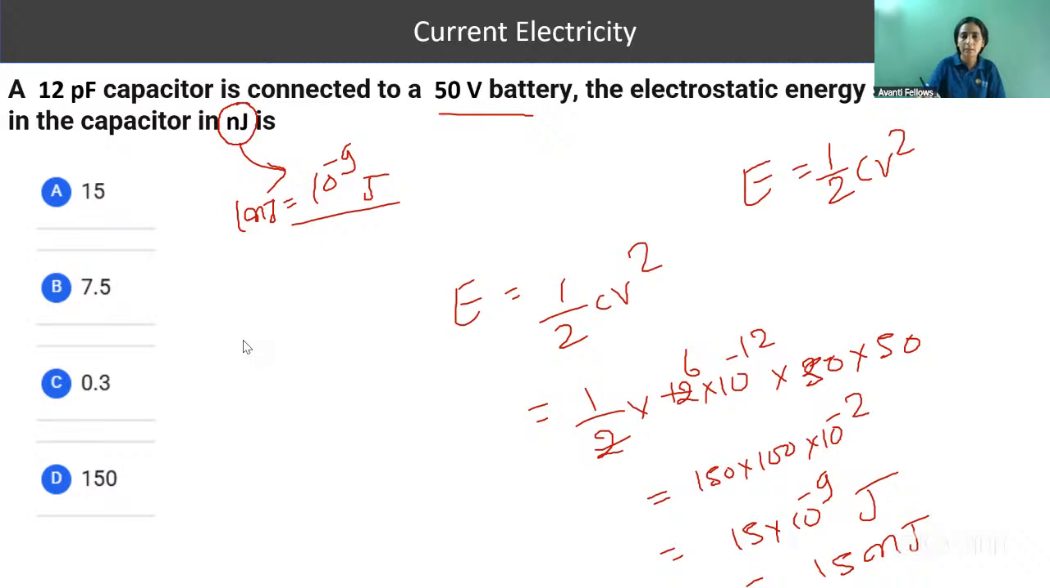Okay, so in tomorrow's class what will we do? I will take you through more capacitor questions, and after that we will start with another chapter. But first we will do some more capacitor questions. Okay?